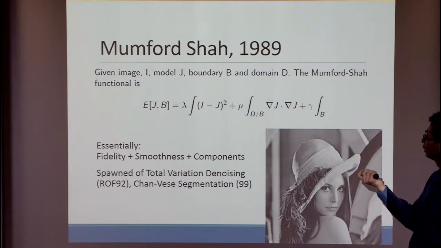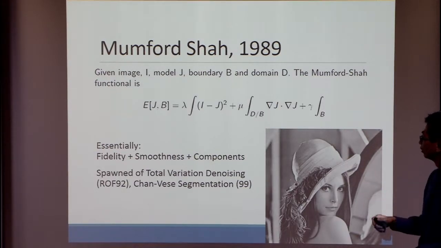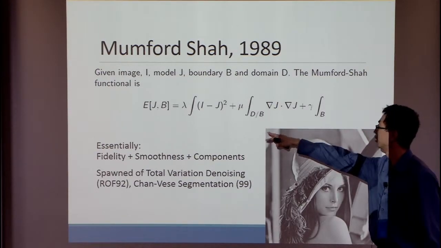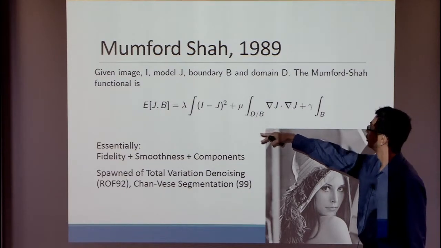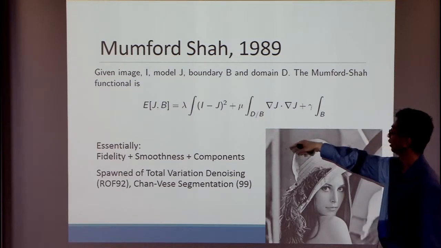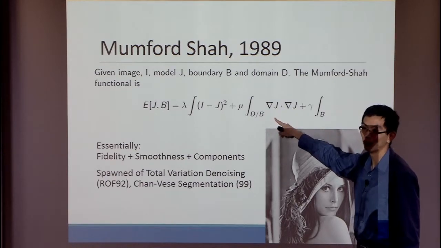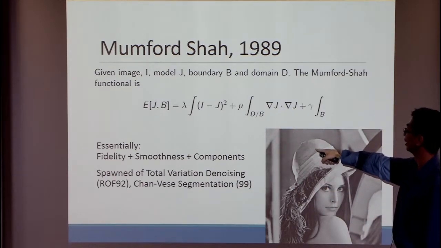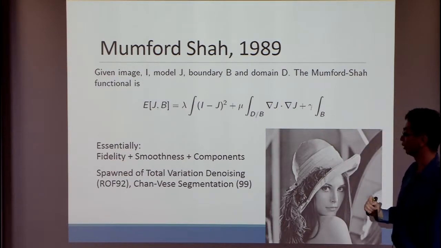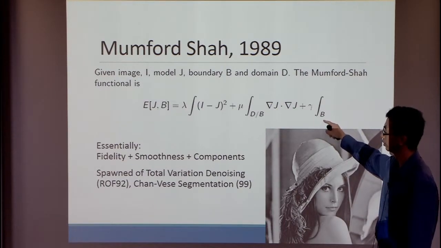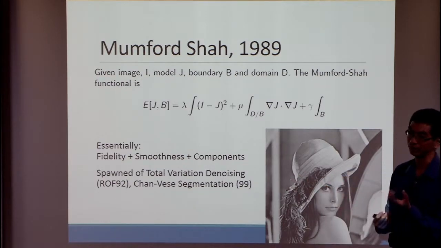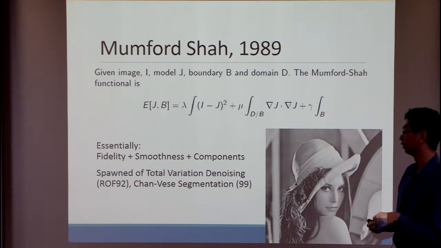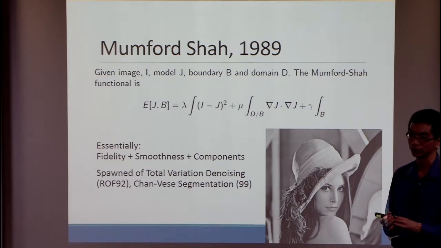So it's given an image and a model J and some boundary D. So the function is written in this form. There's a square difference between the image and the model, and this is actually correct. It's actually the square of the gradients, and the last one is the connected components, the boundary of the model itself. So essentially there are three terms, right? It's fidelity, smoothness, and components. Some combination of these actually produces a different kind of image processing algorithm.